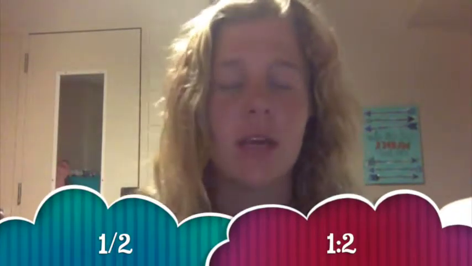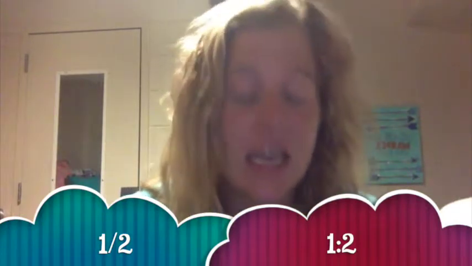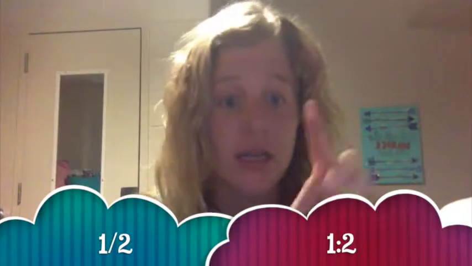A ratio can be written in 3 different ways. The first way a ratio can be written is as a fraction. So it could be, for example, 1 to 2, so it could be 1 over 2. Another way it could be written is with a colon. So it could be 1 colon 2. And those are shown below on the screen, and those are 2 of the different ways. The third way to write a ratio would be 1 with the word "to," 2.